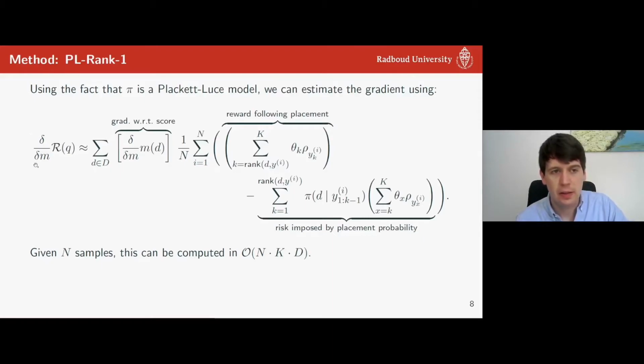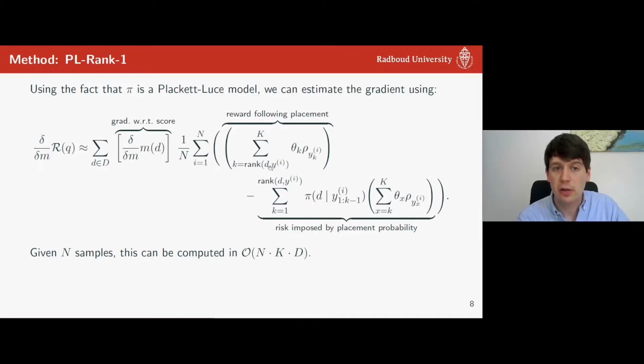We get that the gradient of the metric can be estimated by a sum over each item in the collection, where we take the gradient with respect to the score. So this is basically backpropagating into the model. If this is a neural network, this is where the backpropagation into the network starts. We're multiplying this gradient by something that's an average over all of our samples. The first thing is the reward following the placement. So we look at the reward at the rank where this document was placed in the sampled ranking, and then what's the reward that we receive at that rank and afterwards.